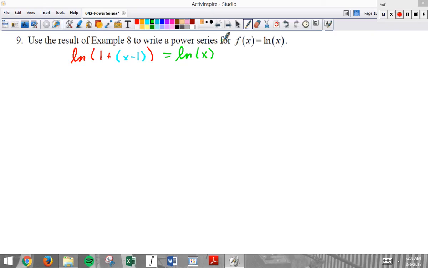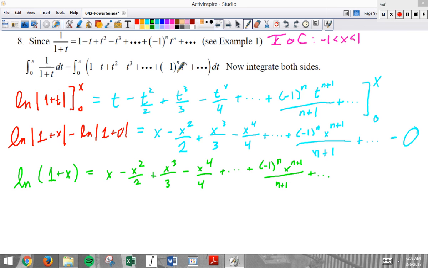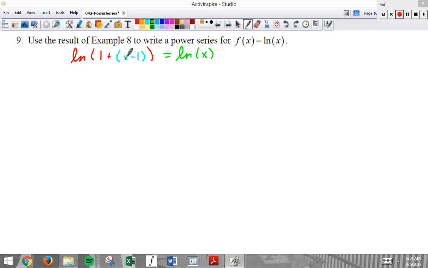Think about it. Okay, the idea is that I know this side, it's substitution. Everywhere I see x, I'm going to replace it with x minus 1. So I'll just write, okay, so natural log, I don't mind writing it again. We cool?